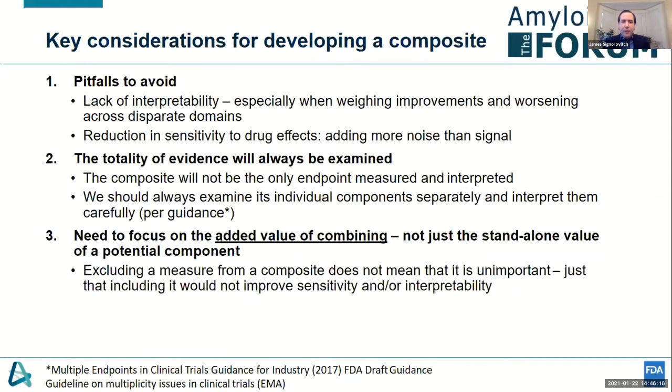So as we start this process of developing candidate composites, it's helpful just to touch on some of the considerations to have in mind when developing a composite. So number one is there's important pitfalls to avoid. There's all these good things that can come out of a composite, but if we're not careful, we can fall into some traps. Lack of interpretability is a big one, especially when we're combining across multi-organ systems. We wouldn't want to get to an endpoint that in the end, no one's going to know what it means or how to interpret effects on that endpoint.